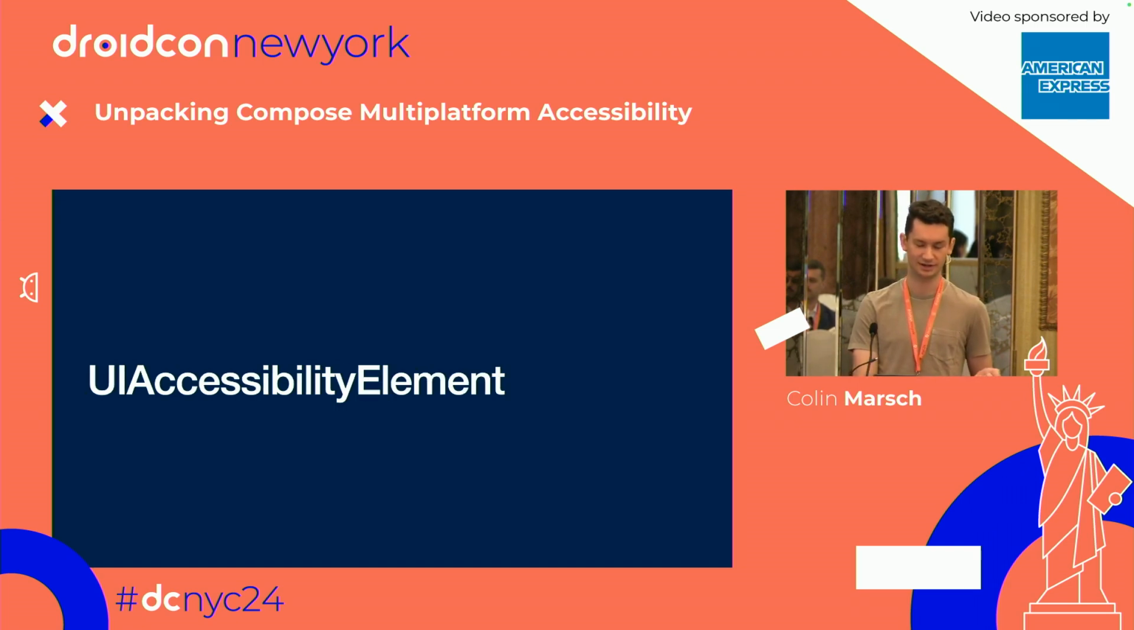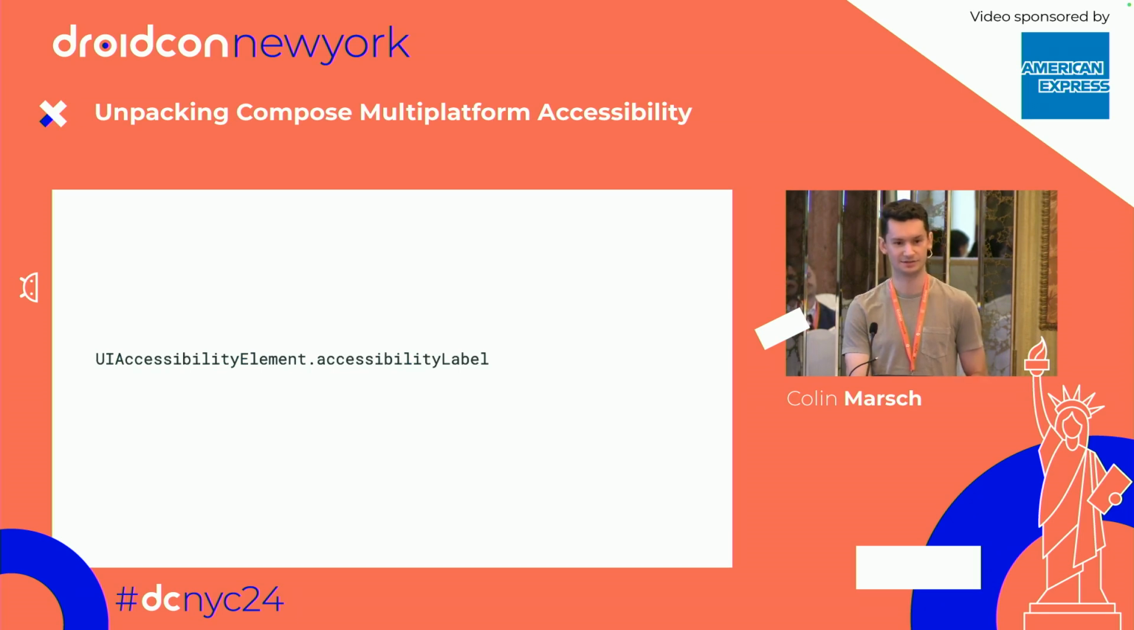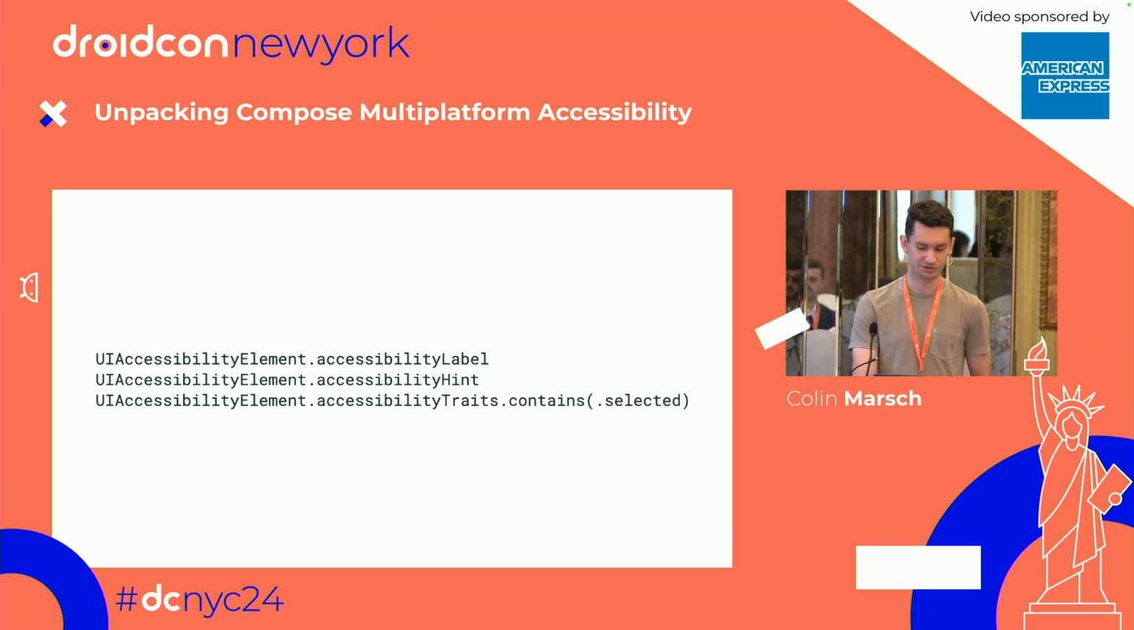We have the UI accessibility element on the iOS side, which is analogous to our accessibility node info on Android. That contains fields similar as well, like accessibility label, which is the content description, accessibility hint, which describes what will happen when someone interacts with that element, and accessibility traits that contain many different properties, such as the selection state or many other things.